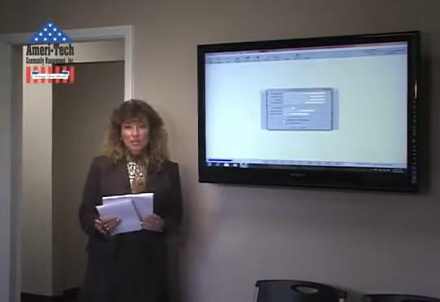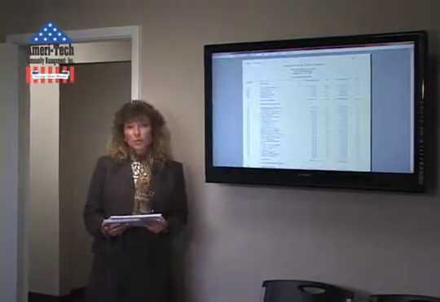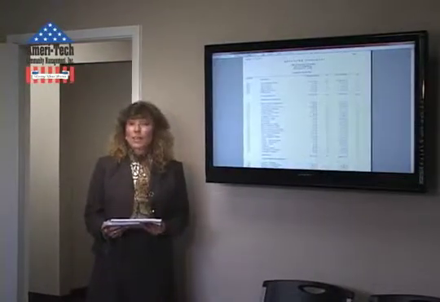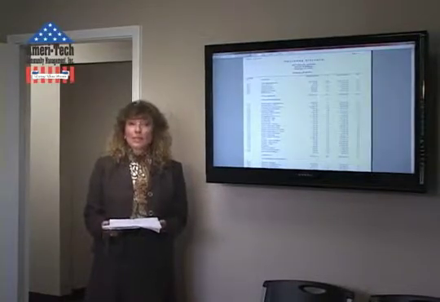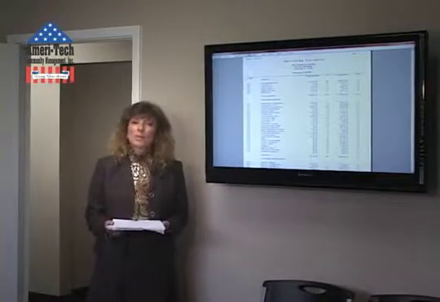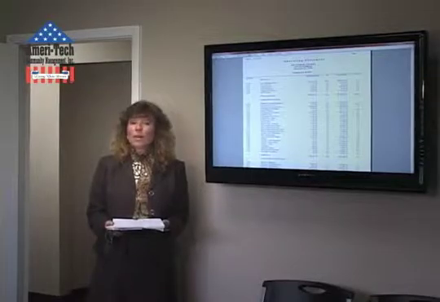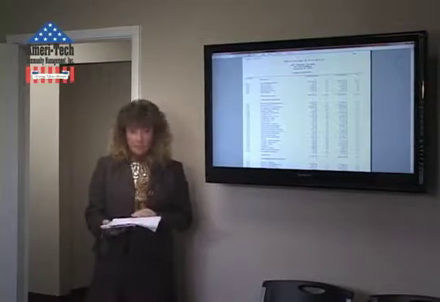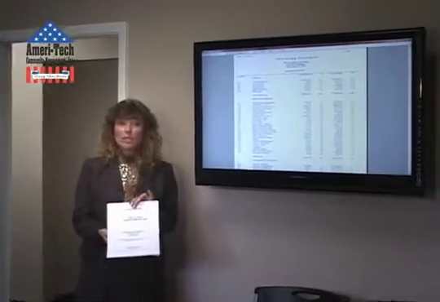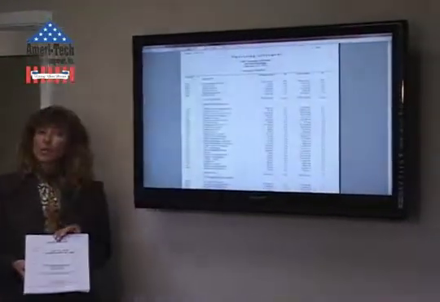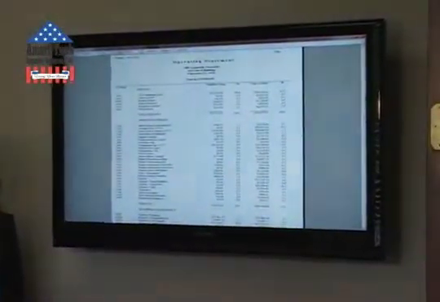For each association, we produce a comprehensive financial report. These reports are in your hands no later than the 10th of the following month. The reports can be delivered either electronically or as a hard copy that looks similar to this. The information provided to you will enable you to better understand the financial condition of your association.